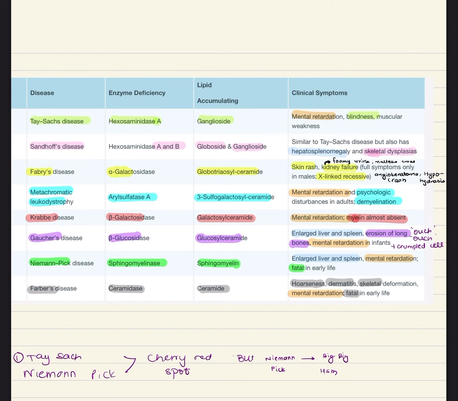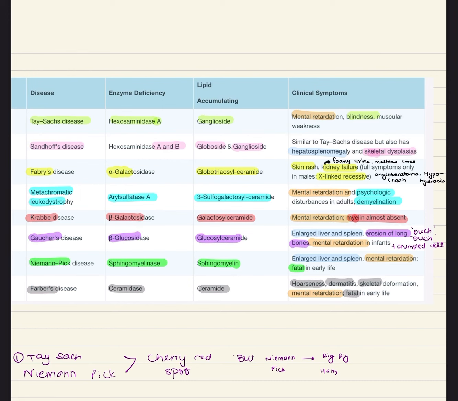Now remember, almost everything will have mental retardation. What you can see in orange is mental retardation, which is in everything except Fabry's and Sandhoff. They don't have mental retardation. If you can remember that Fabry and Sandhoff don't have mental retardation, good. Otherwise, it's okay. So remember, Tay-Sachs also has mental retardation.